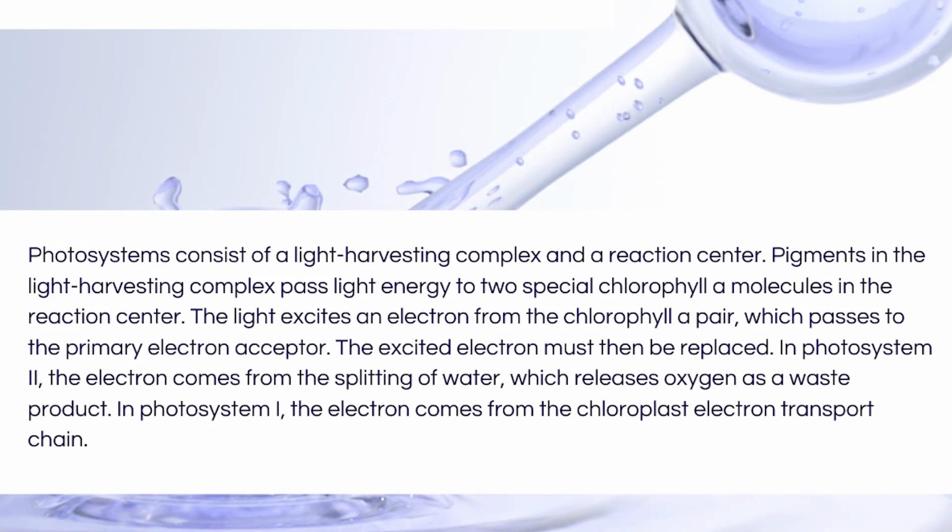A photosystem consists of a light harvesting complex and the reaction center. Pigments in the light harvesting complex pass light energy to two special chlorophyll molecules in the reaction center. The light excites an electron from the chlorophyll a pair, which passes to the primary electron acceptor. The excited electron must then be replaced. In photosystem 2, the electron comes from the splitting of water, which releases oxygen as a waste product. In photosystem 1, the electron comes from the chloroplast electron transport chain.